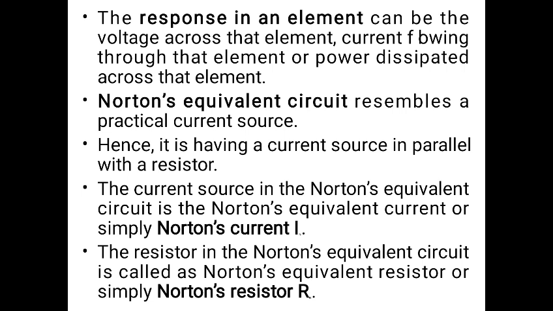The response in an element can be voltage across that element, current flowing through that element, or power dissipated across that element. Norton's equivalent circuit resembles a practical current source. Hence, it is having a current source in parallel with a resistor. The current source in the Norton's equivalent circuit is the Norton's equivalent current, or simply Norton's current I. The resistor in the Norton's equivalent circuit is called Norton's equivalent resistor or simply Norton's resistor R.